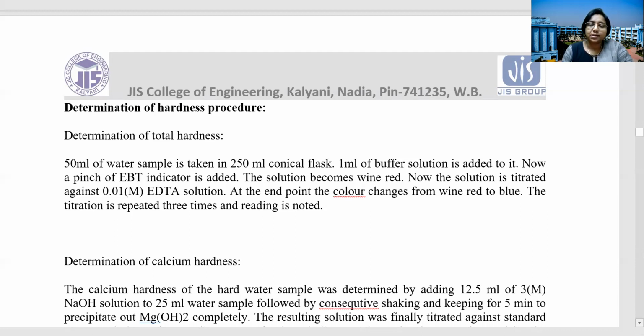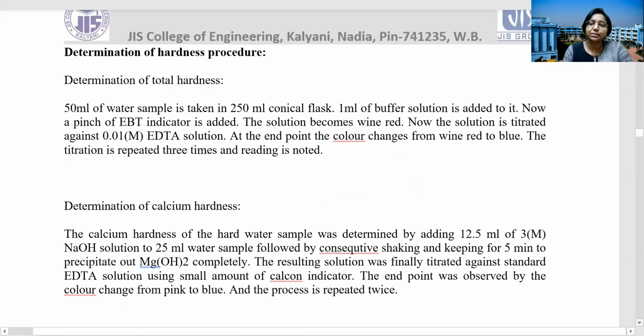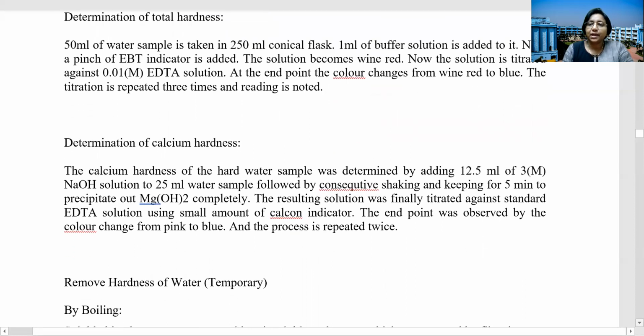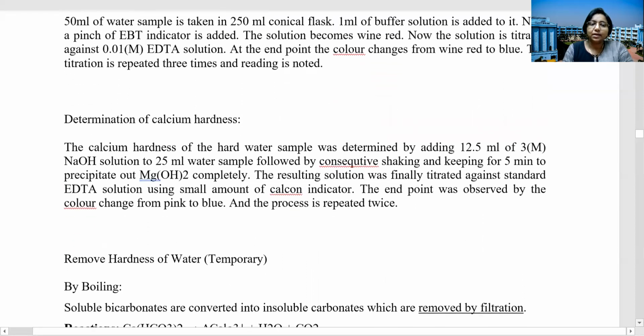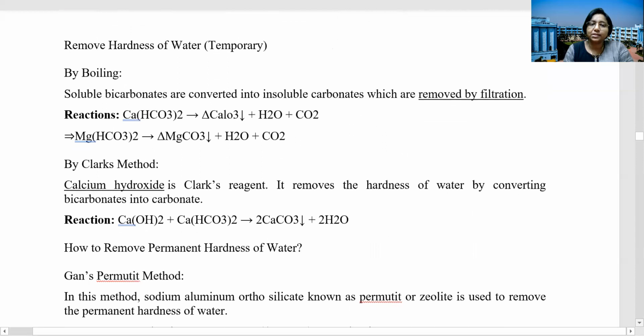Then we also determine the calcium hardness. To determine calcium hardness, first we have to remove the magnesium, so we add 3 molar NaOH. Then we get a precipitate of magnesium hydroxide, and it is removed. After that, we use Calcon indicator and do the titration with EDTA in the same way and we get the result.